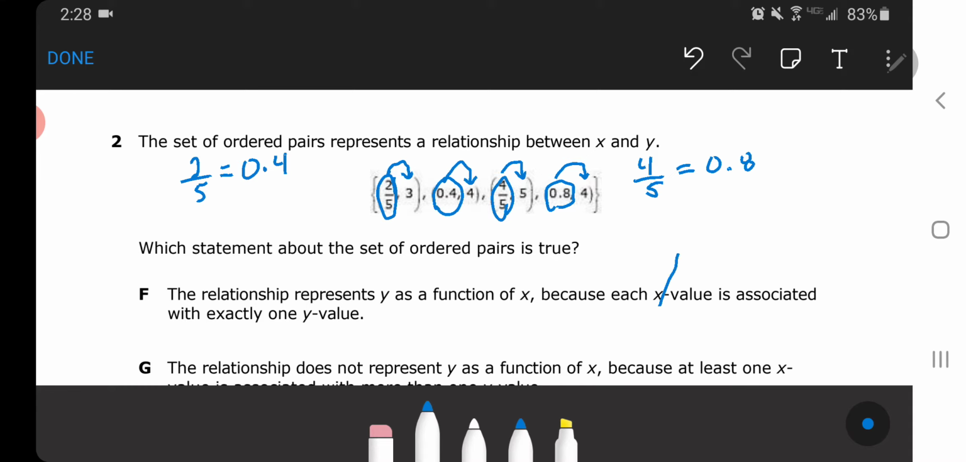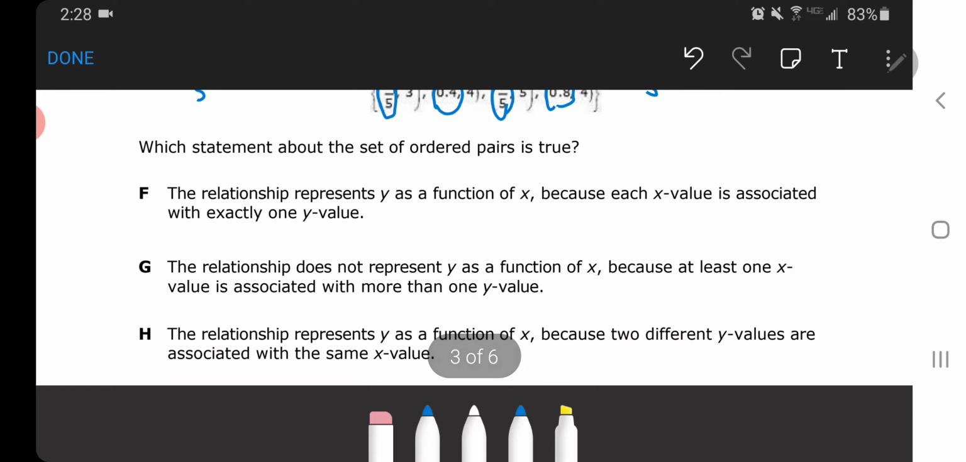So we can eliminate answer choices F, where it says relationship represents Y as a function. He's gone. And H. Okay, let's look at the difference between G and J.